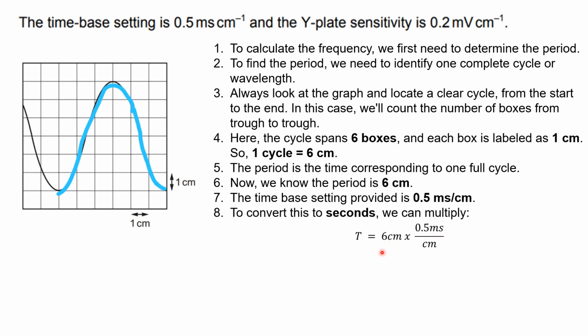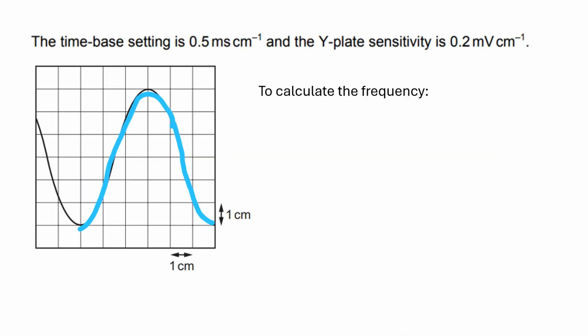So we cancel centimeter with centimeter, and the result is 6 times 0.5 milliseconds. I'm going to replace the prefix milli with its multiplier, which is times 10 to the minus 3. So the period is equal to 0.003 seconds. To calculate the frequency is very simple. We know the frequency is the inverse of the period. So the period from our prior calculation is 0.003 seconds. So the frequency is 333.3 Hertz.